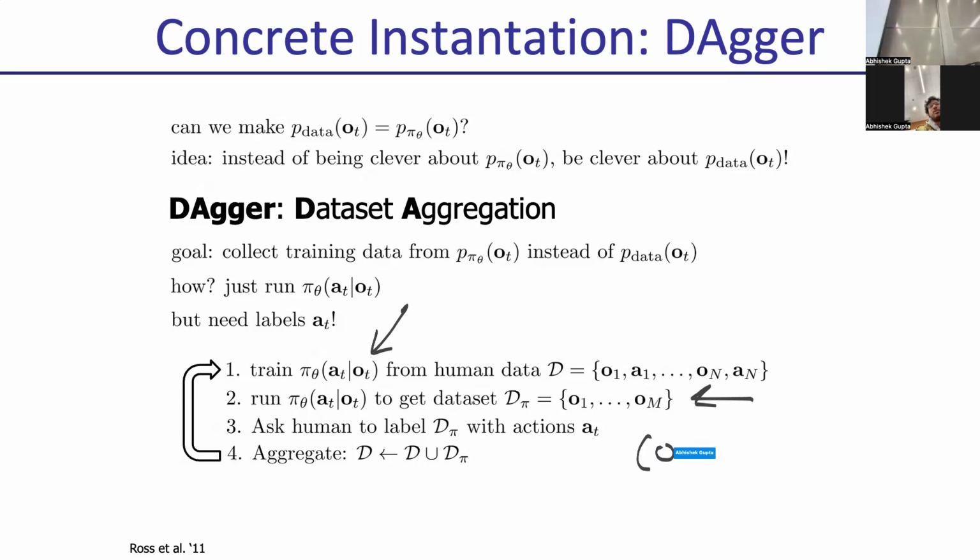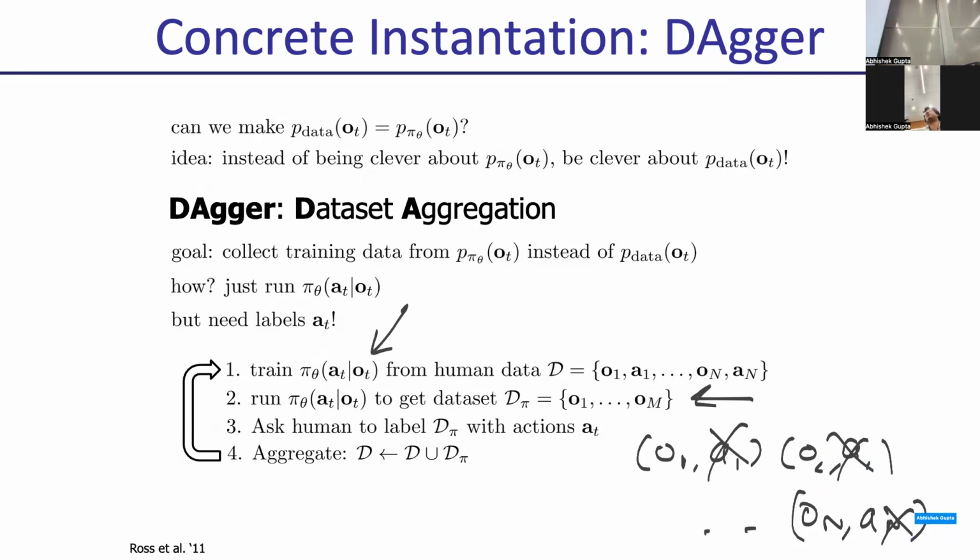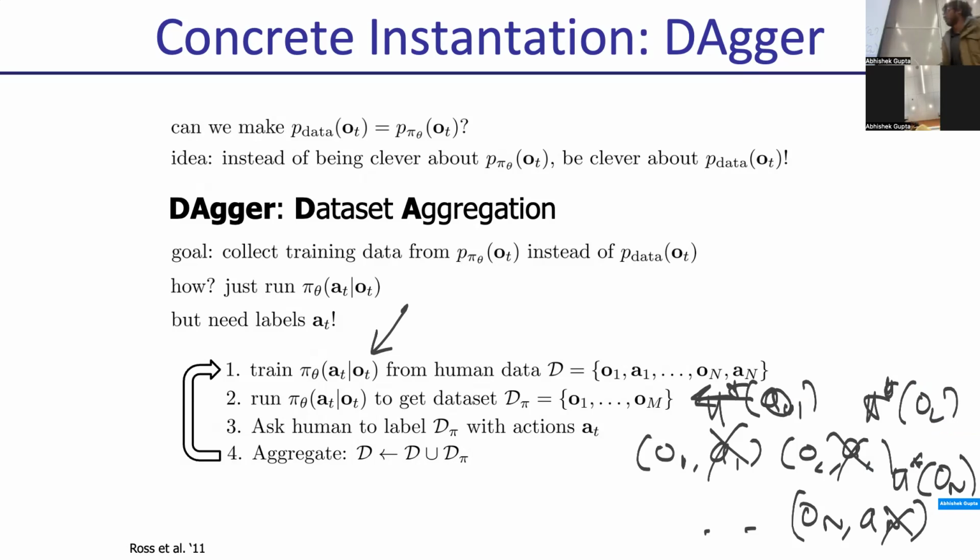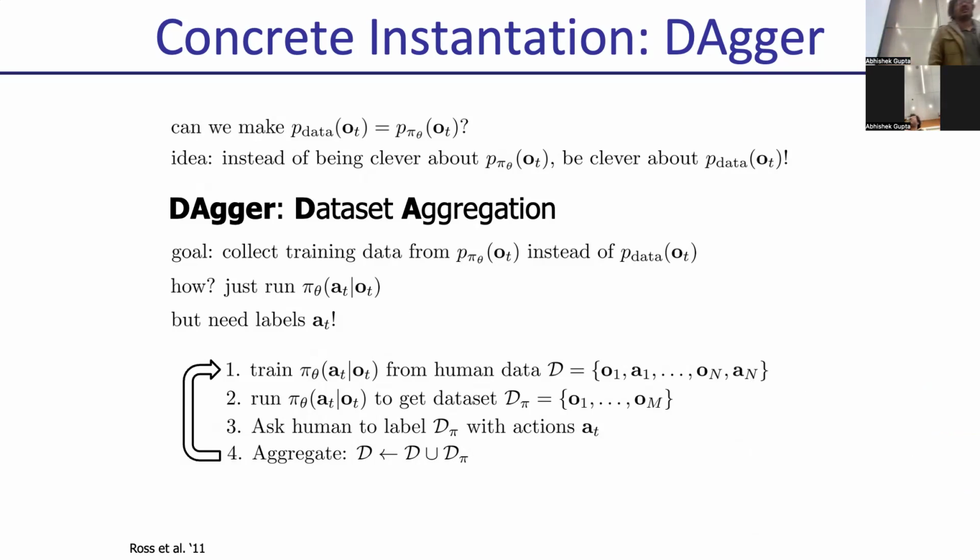So let's say you ran your policy, you got O1, A1, O2, A2, till ON, AN. I'm going to throw away the actions that the robot took and replace them with actions that an expert would have taken: pi star of O1, pi star of O2, pi star of ON. So I'm going to replace all of these actions that were wrong with the actions that were right from a human. I'm going to add those back into my data set and repeat. It's a stupidly simple algorithm, but you can show that it converges and that it deals with the compounding error issue.